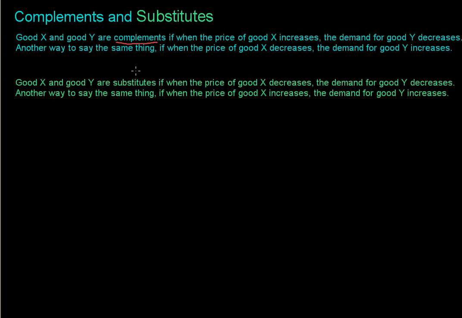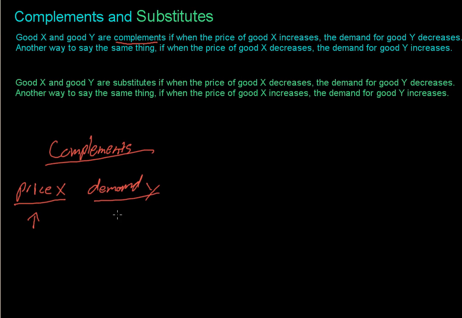So we have here, let's make a little table. We're going to have a complement. Two goods are complements if when the price of x goes up, the demand for y goes down. Another way to say the same thing, if when the price of good x goes down, the demand for good y increases. So if the price of good x goes down, the demand for good y goes up.